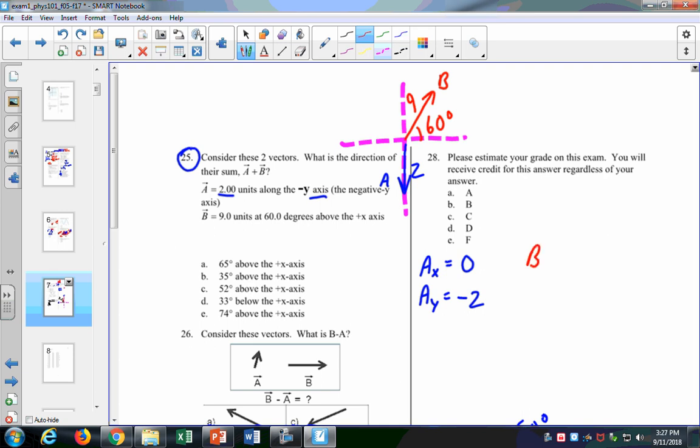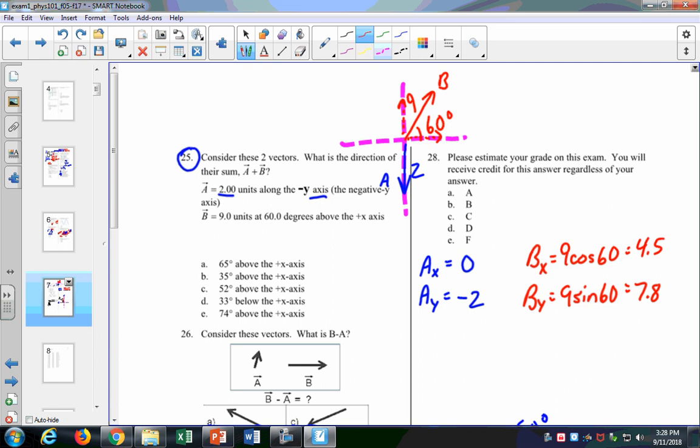Then BX is equal to 9 cosine 60. Notice it's positive because the component of this vector lies along this axis. And then BY is 9 sine of 60. Notice it's also positive because it's along this axis. And so this is 4.5 and this is 7.8 for BX and BY.